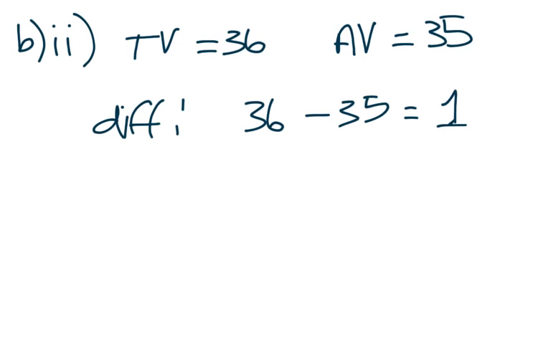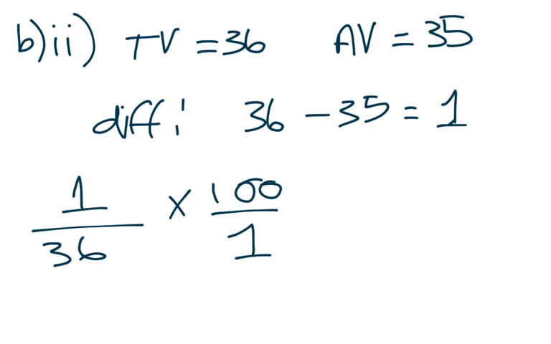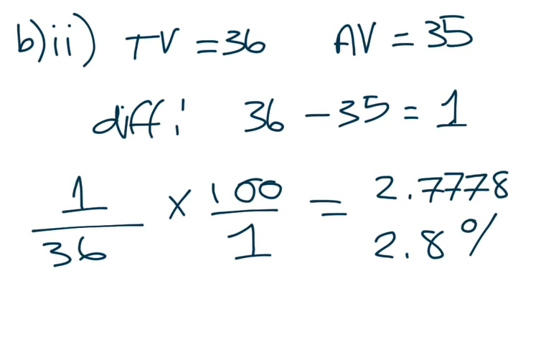So the error in our first calculation was 1. And we got 1 out of the 36 wrong. And to get that as a percentage, you multiply by 100 over 1. And then that's going to be equal to 2.7778. And we can round that out to 2.8% error from our approximation to our true answer.